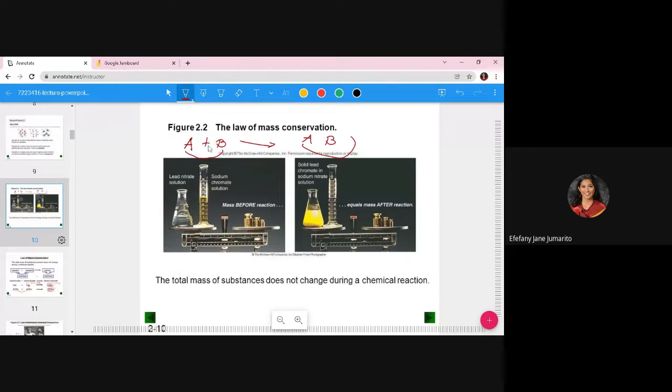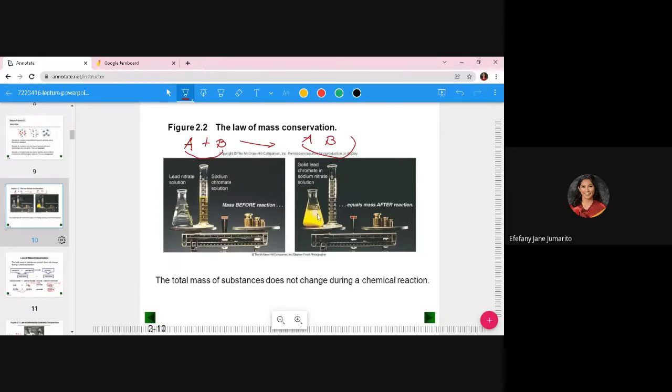So the total mass on the reactant side is the same as the total mass on the product side. So mass before is equal to the mass after. For example, we have here lead nitrate solution and then we add sodium chromate. So that's the mass before.